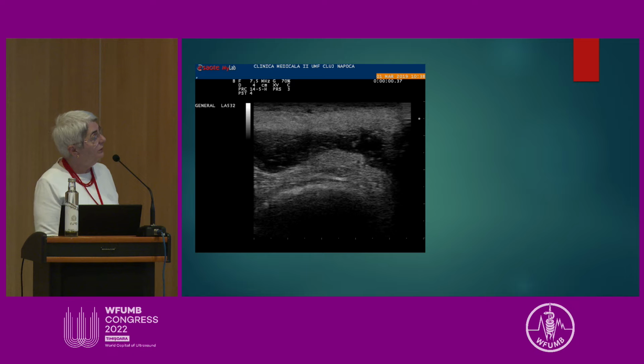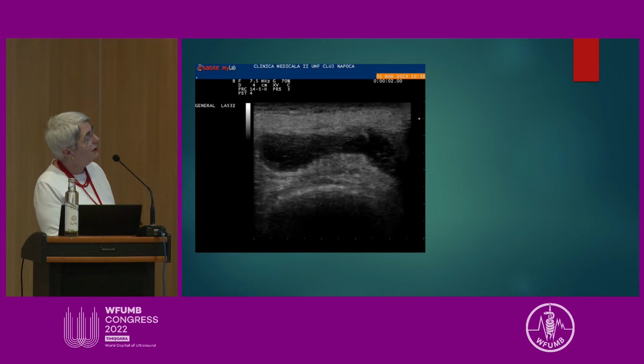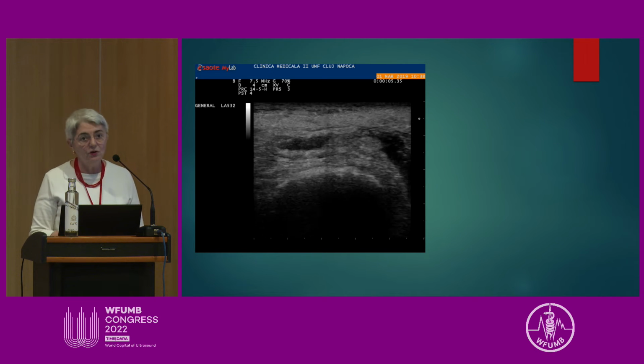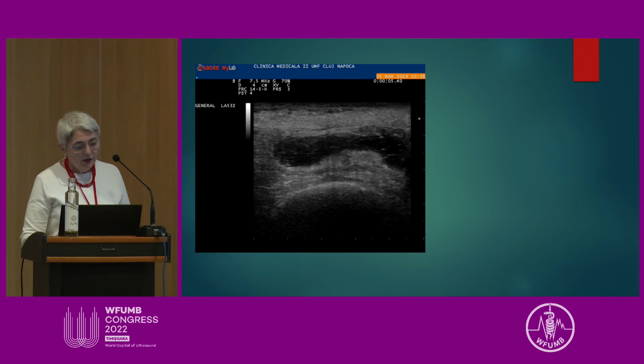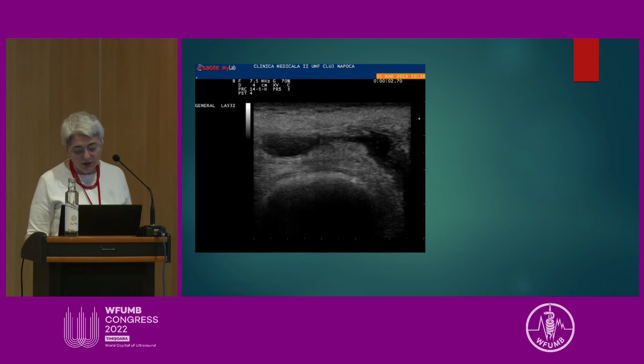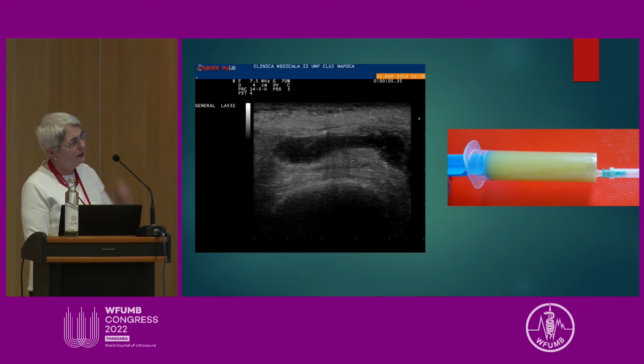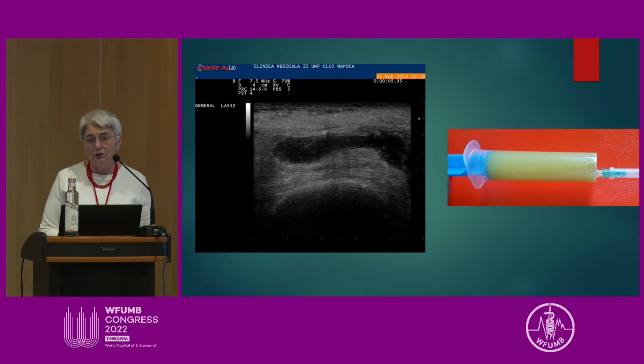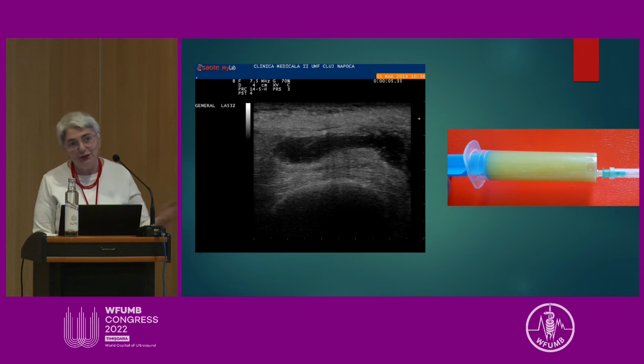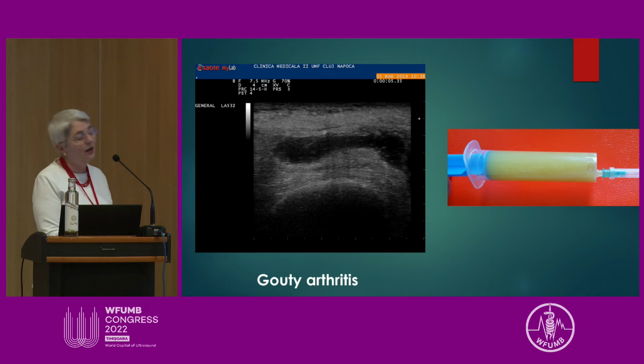We are also in the knee, hyperechoic spot, maybe some proliferated synovia. We'll see when the movie starts. Many hyperechoic spots. You see like a storm, a snow storm. Once again, hyperechoic spot. I punctured. I obtained this fluid. When you see it, at first view, you think that could be septic arthritis. In fact, when I see this kind of fluid, of course related to the patient history, I don't think of septic arthritis. I think of gouty arthritis.